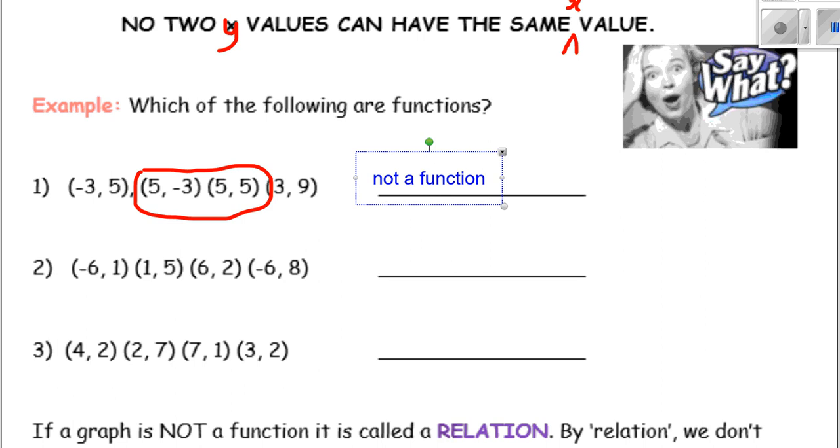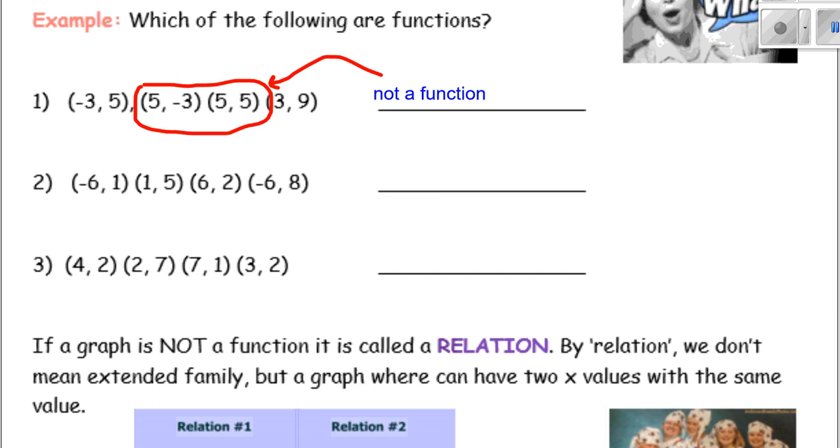The next one, are there any two y values that share the same x value? So let's look at the x's: negative 6, 1, 6, negative 6. Notice they're not the same coordinate. You might want to double check, are they just the exact same coordinate? Are they both negative 6, 1? No, they're not. It's negative 6, 1, and negative 6, 8. So here's an example where two different y values share the same x value. So just like before, this one is not a function. Not a function, for the same reasoning, that there's two y values that share the same x value.